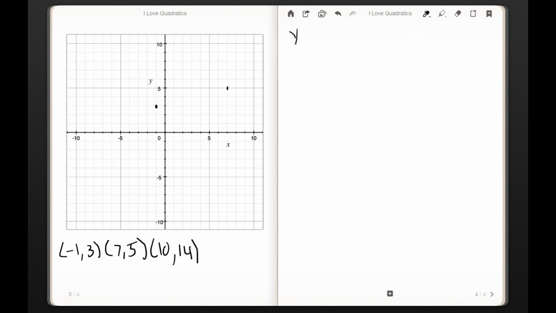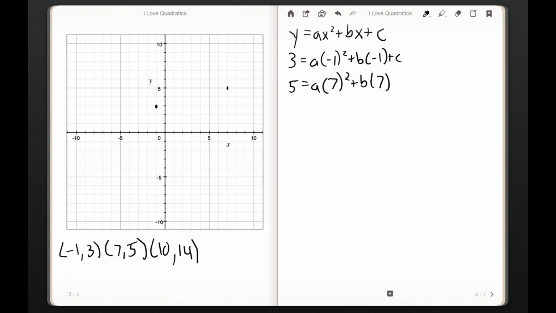So again, using the standard form equation, that's going to be the easiest one to substitute into. We just have to make 3 equations. The first one with y as 3 and x as negative 1. Now with y as 5 and x as 7. And finally with y as 14 and x as 10.